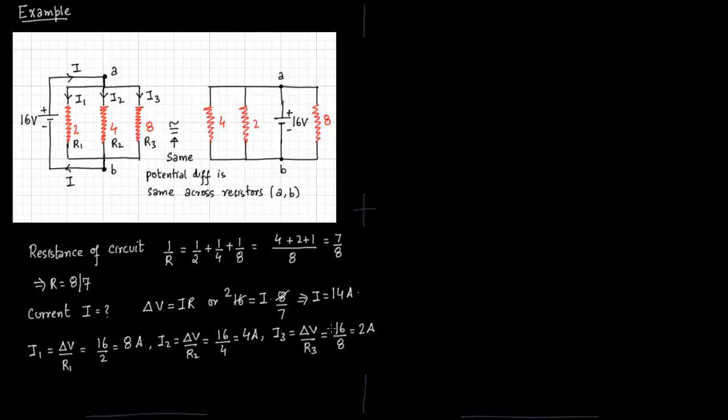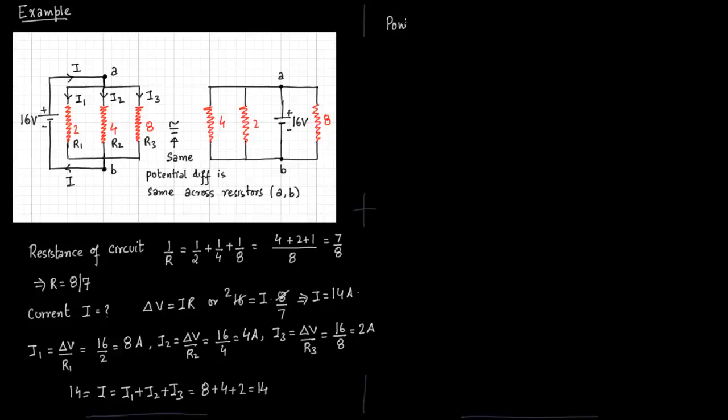So notice that the total current, 14 amperes, is equal to I1 plus I2 plus I3. So 14 is equal to I1, which is 8, I2, which is 4, and then I3, which is 2.